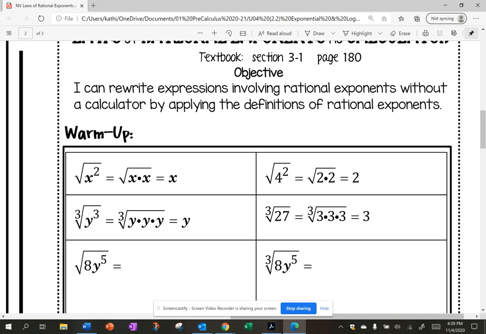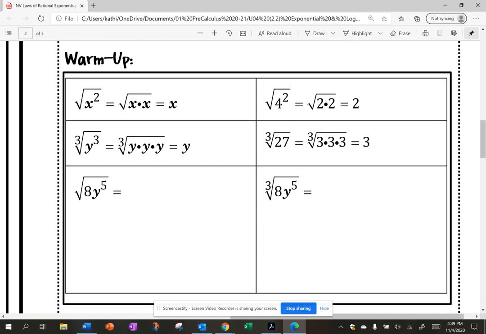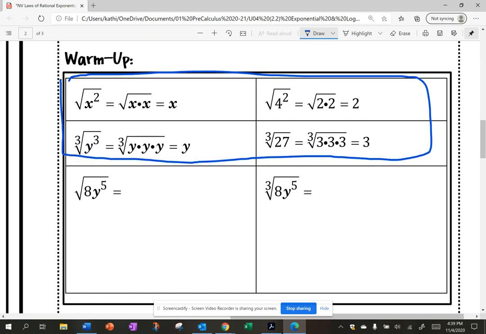As a warm-up, I have four examples for you to look at to remind you what some of the rules are. Can you do the two problems below? Shut off the video, pause it a minute, and how did you do? Let's check.